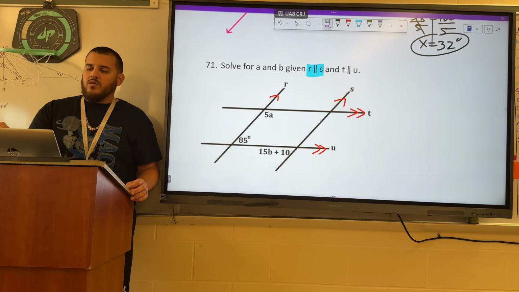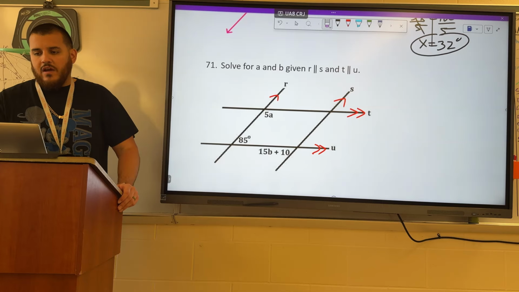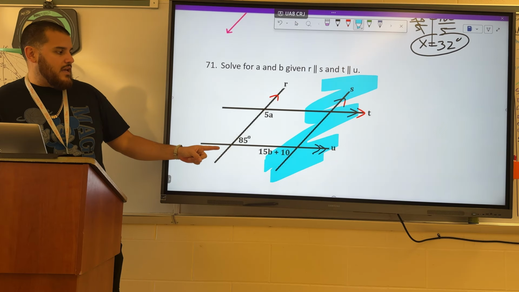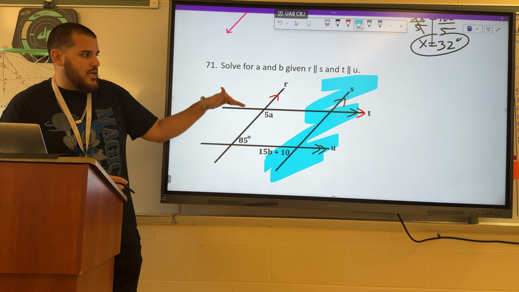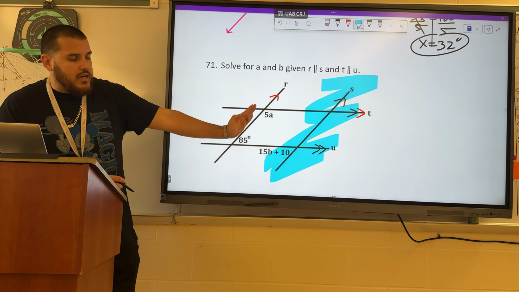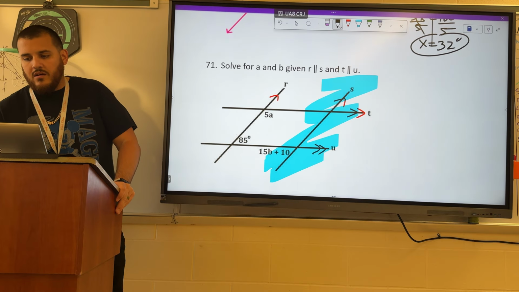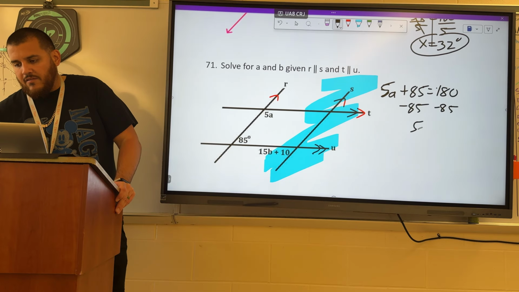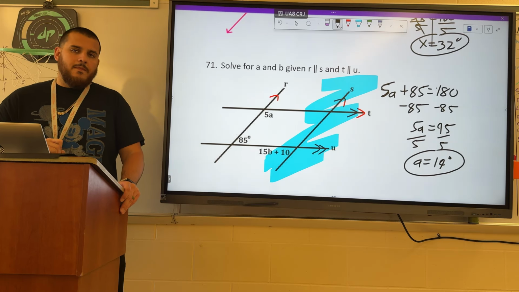We can look at one angle pair at a time. For example, if I ignore all of this on this side, I can look at this angle pair between the 5A and the 85 that are on these three lines, T, U, and R. They're in between T and U, which are parallel, on the same side of a transversal. That makes them consecutive interior angles. And therefore, we can solve for A by knowing that 5A plus 85 equals 180. I can subtract that 85 from both sides, and I get 5A equals 95 degrees. I can divide both sides by 5. A would be 19 degrees in this example.